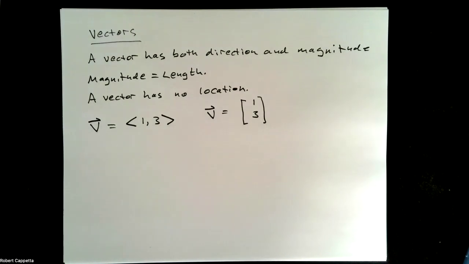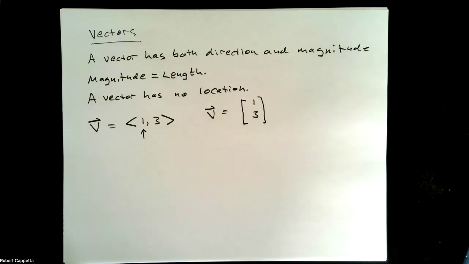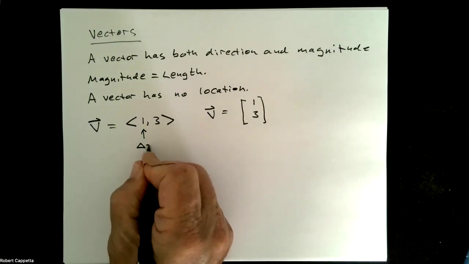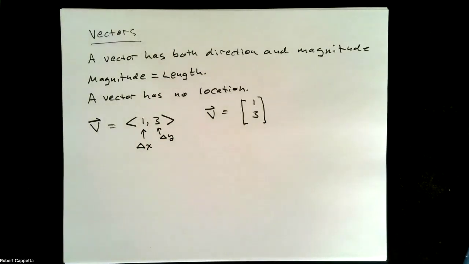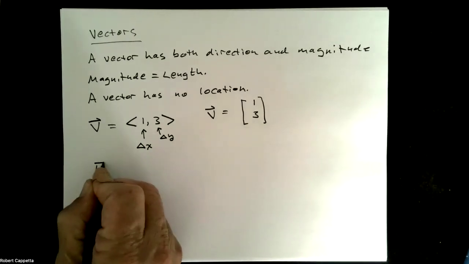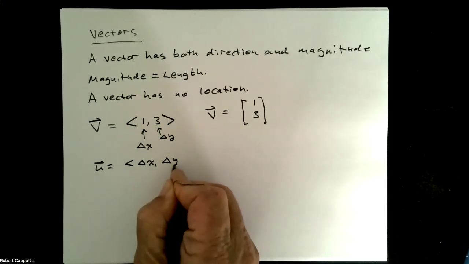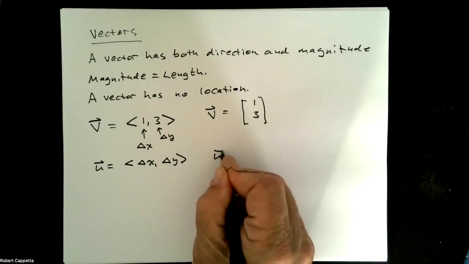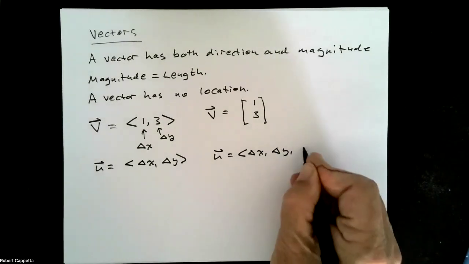The first position in the vector representation corresponds to the change in the x direction, and the second one corresponds to the change in the y direction. If we had 3D vectors, of course, the third slot would correspond to the change in the z direction. So typically we think of it that way. If I have a vector u, again, first slot, change in x, second slot, change in y. If it's three-dimensional, first slot, change in x, second slot, change in y, third slot, change in z.